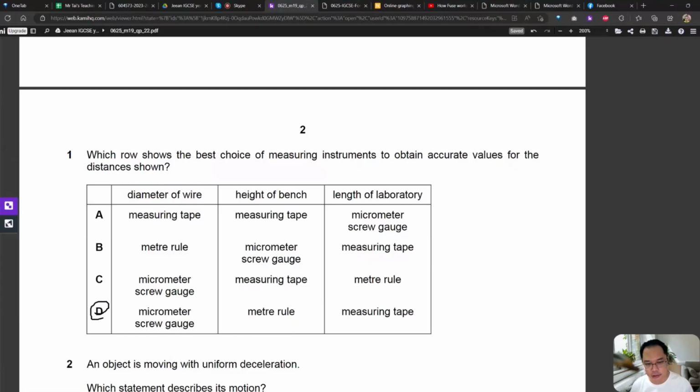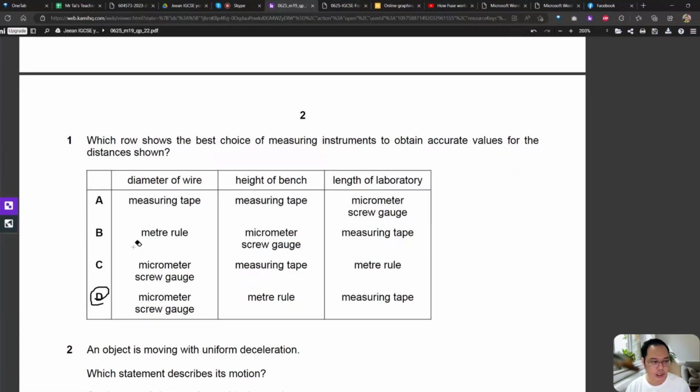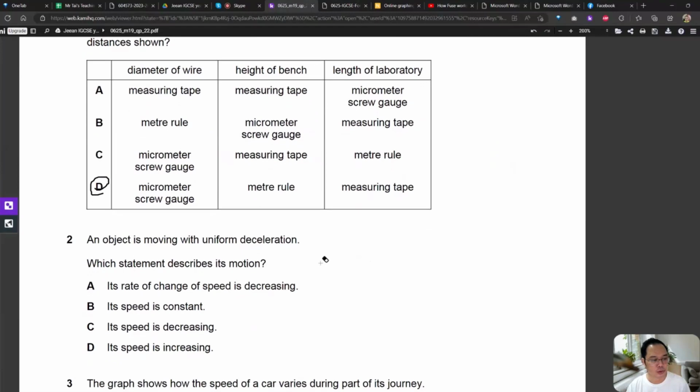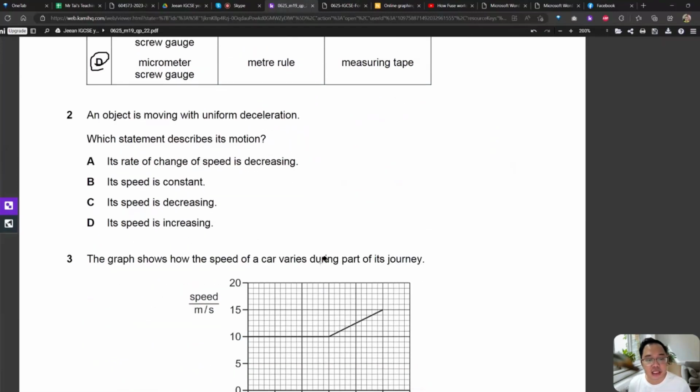The height of bench, meter rule, the length of the laboratory, measuring tape. Exactly, that is the answer. Correct answer. Question 2. An object is moving with uniform deceleration. Which statement describes its motion?